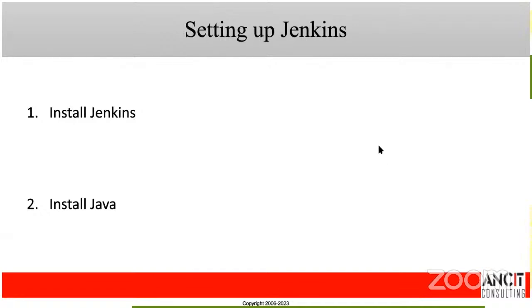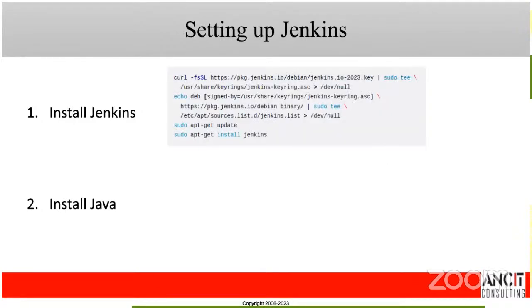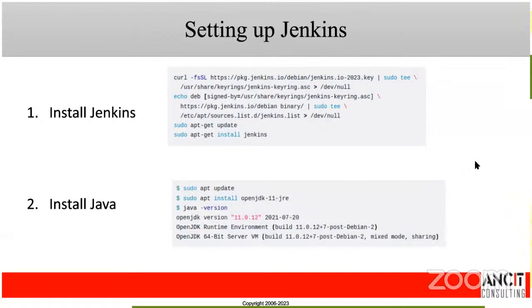So to install Jenkins, it's the basic Linux-based setup. This is from the Jenkins website. You can just update your system and install Jenkins. And similarly, Jenkins requires Java, the latest version of Java, to run. So you need to install that as well.